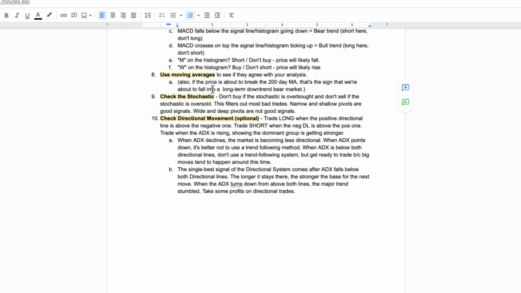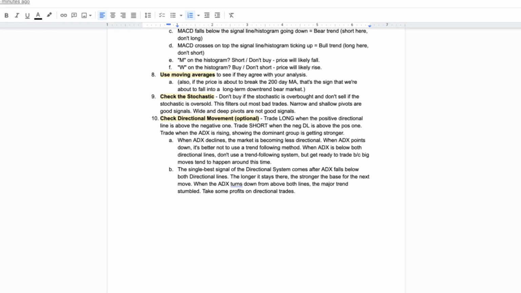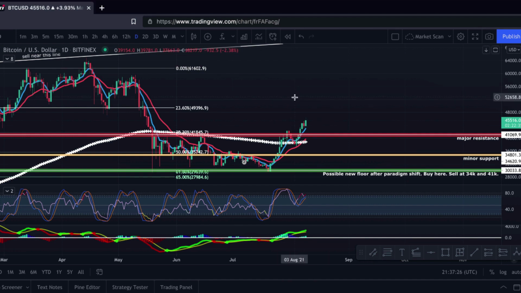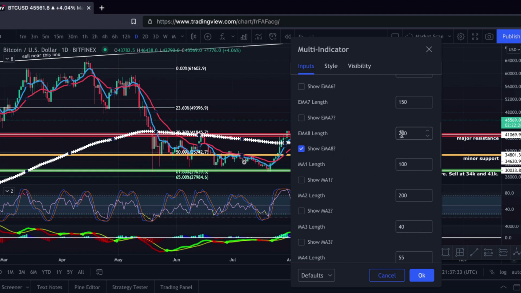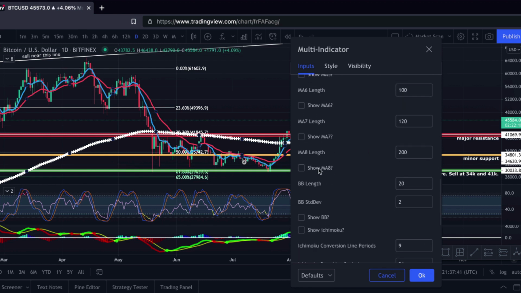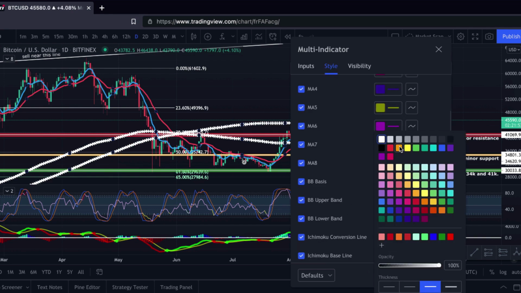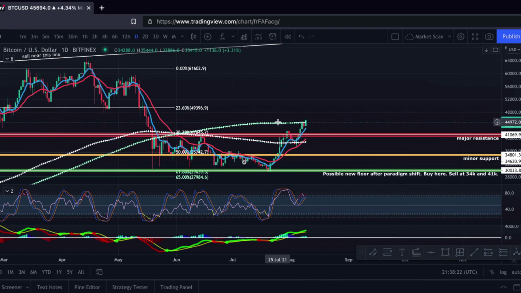So if the price is about to break the 200-day MA, let's see where we are. Here's Bitcoin. The 200-day exponential moving average is right here. Where's the MA? Here's the MA. There's the MA. I'll make this orange. That should be fine. Or actually, no, I'll make it this color, and I'll make it this thick. Also, I want this to be this thick as well. So this is the 200-day moving average for Bitcoin, and we are above it.